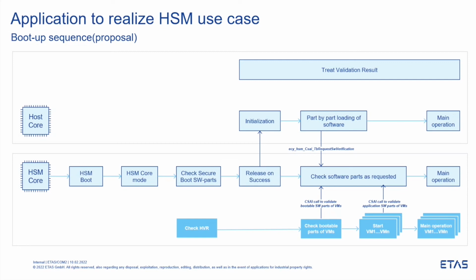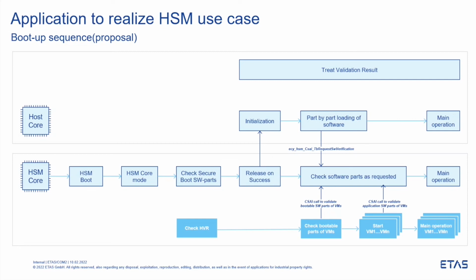At this phase, we already have the validation results available, so there is an option to already treat those validation results accordingly. After this, the host has the option to request to verify other software parts based on the priority. And after successful validation, the host can then move into the main operation mode along with the HSM. So this is what the current system looks like.